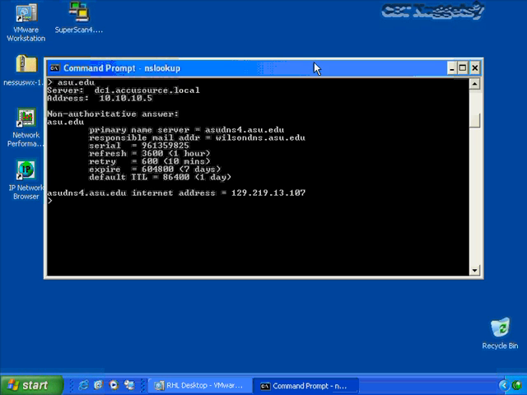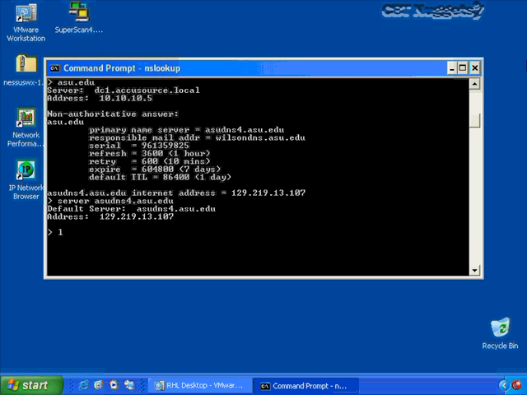So in any case, let's go ahead and take a look at another thing, and that would be whether or not we can get zone transfers out of this domain. Now, I'm pretty sure that we're not going to be able to, but let's just go ahead and give it a shot. First thing I'd have to do is set the server. So I have to identify which server I want to pull the zone records from. So I'll do server asudns4.asu.edu.